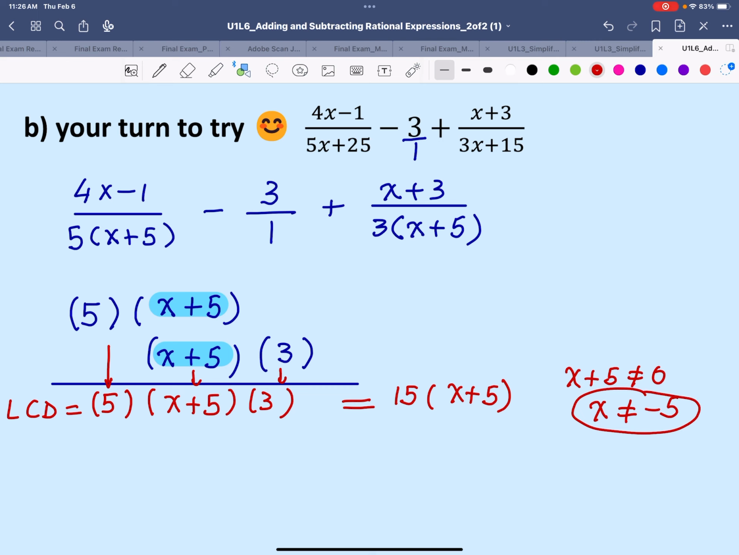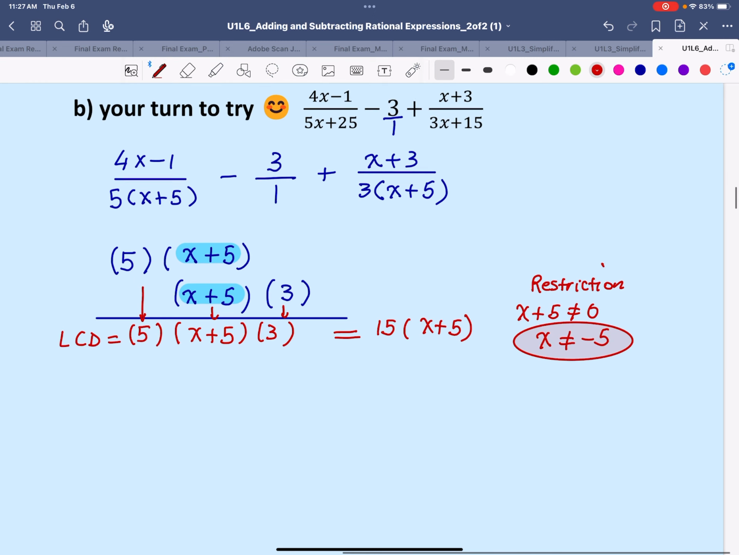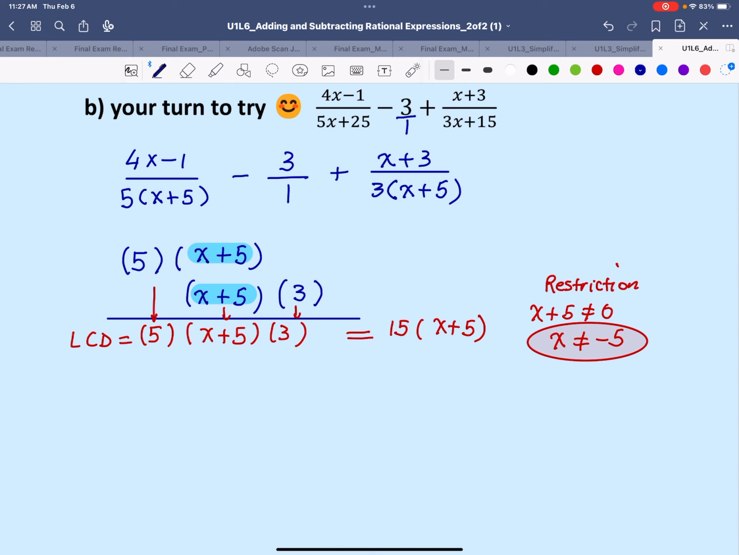So I like to either circle or box them up. Oops, let's make this nice and pretty. And I would state this is the restriction. And now we're going to start making all the denominators the same. And that is because we want to combine these rational expressions, and we cannot combine them unless the denominators are the same. So I'm going to write the first rational term.